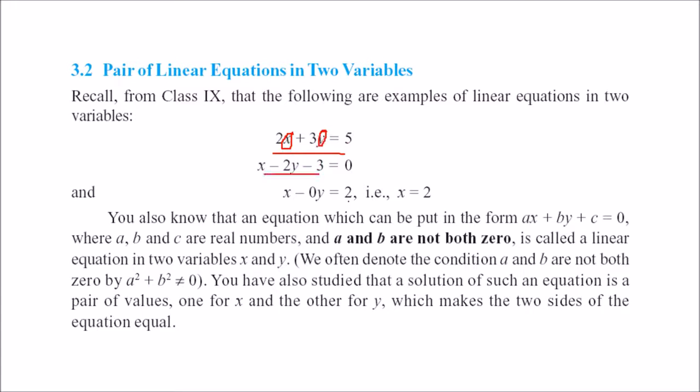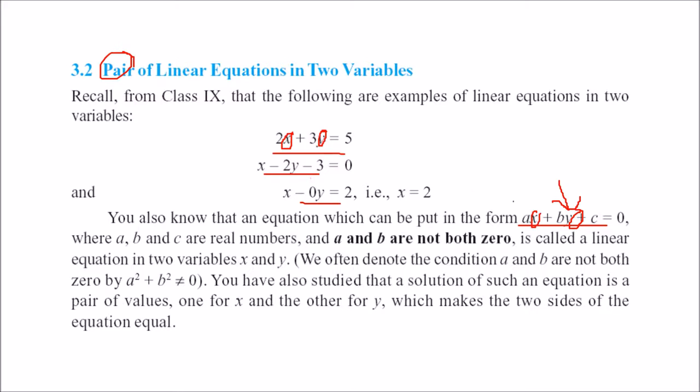We can make one more equation. We can have various equations. So any equation of the form ax plus by plus c is a linear equation. Pair means there have to be two equations. Why do we have to have two equations? Because we have two variables. To solve two variables we have to have two equations. If there are three variables, we have to have three equations.